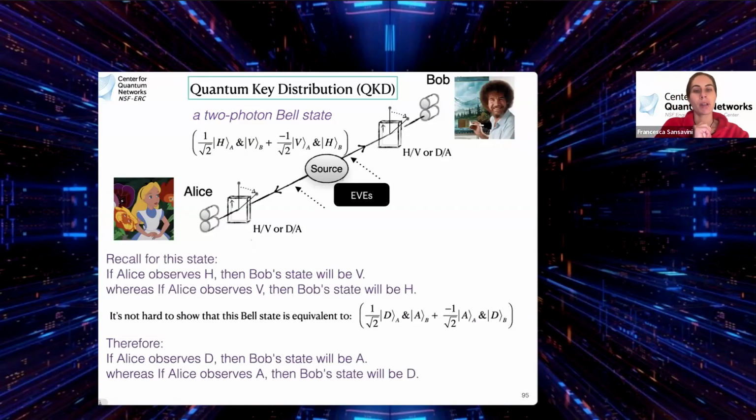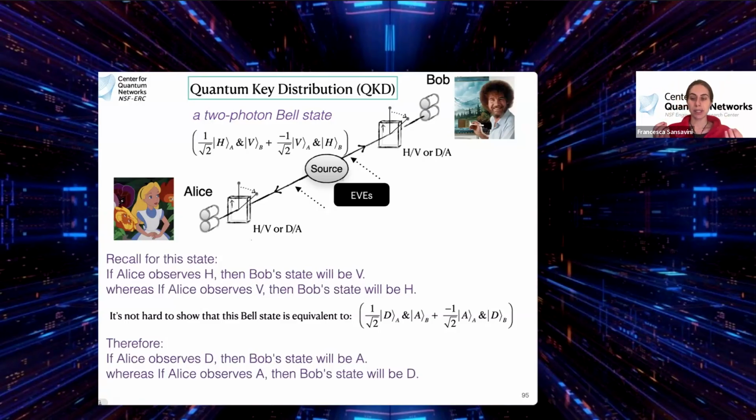But an important thing to mention is that this Bell state can be equivalently written. From a mathematical perspective, it is perfectly equivalent to the state DA minus AD, normalized over square root of 2. So if we look at the state written like that, and we measure with a DA analyzer, if Alice observes D, then Bob's state will be A. And if Alice observes A, then Bob's state will be D.